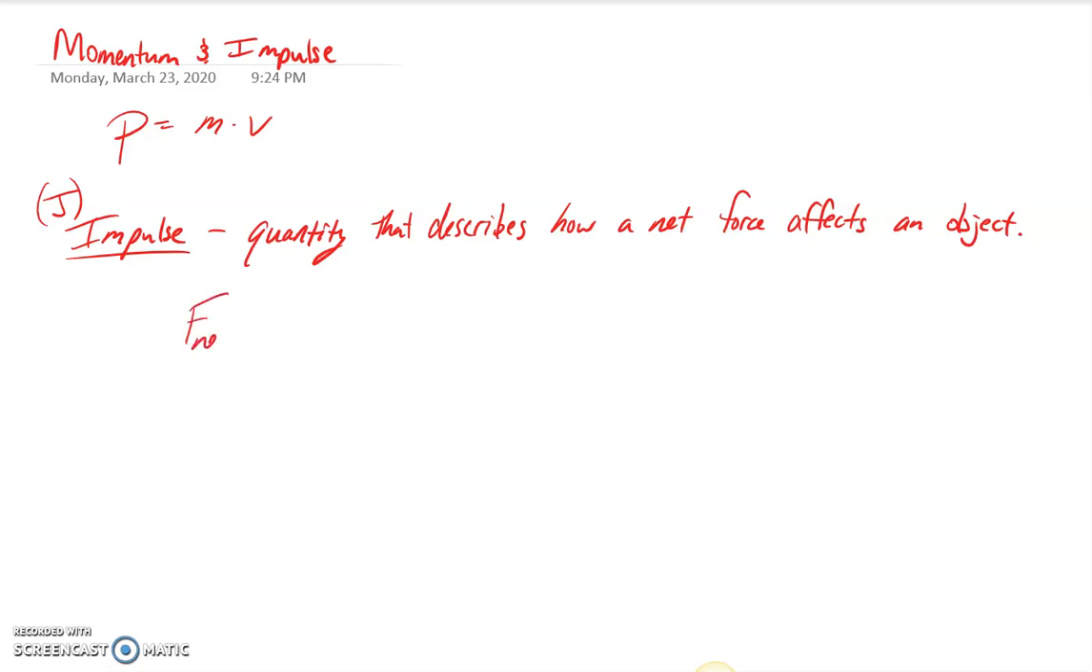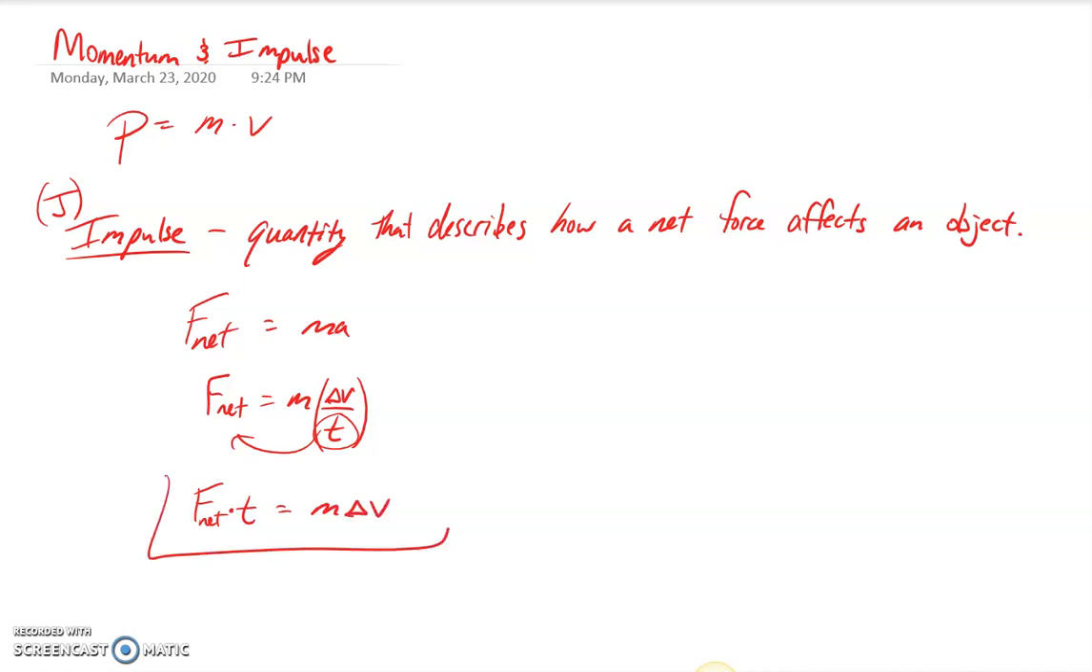We've got Newton's second law. Net force equals mass times acceleration. If you were to take that acceleration and expand it to be a change in velocity over time, and then take that time on the denominator and bring it over to the other side, now you've got net force times T equals m delta V. This equation, believe it or not, that we just derived has a name. It's called the impulse momentum theorem.